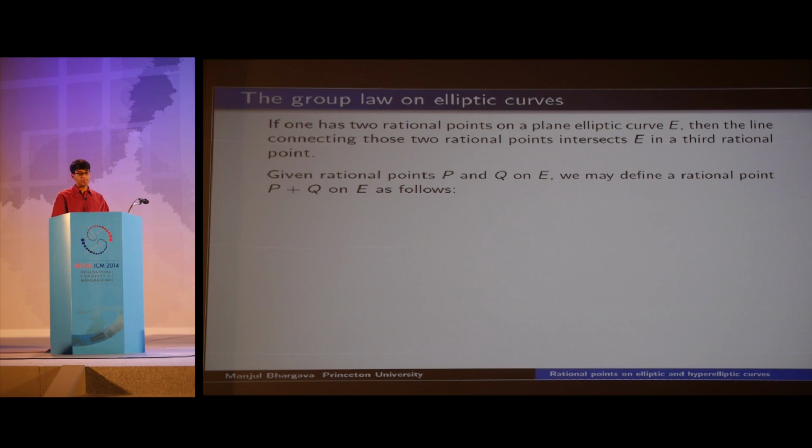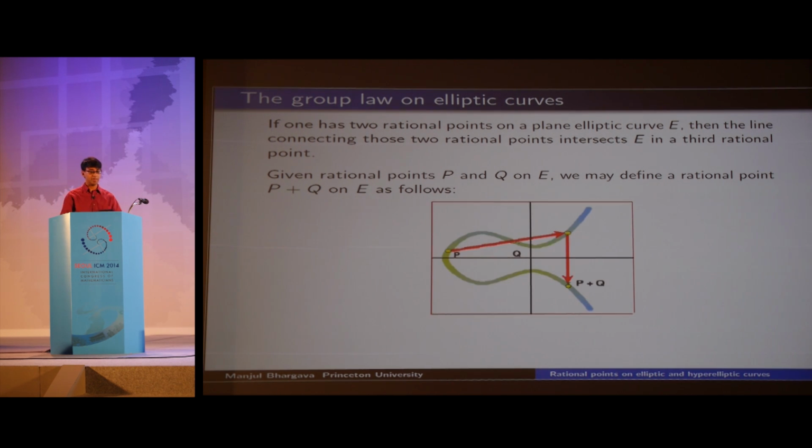So here's how you define the group law. Given rational points p and q on E, we can define a rational point p plus q on E as follows. We take p and q, we take the line connecting them. As I said, that line will intersect the elliptic curve in a third rational point. And what we do, we take that third rational point and we reflect it across the x-axis. And we call that p plus q. That will still be a rational point. Okay, and that's the law of addition.